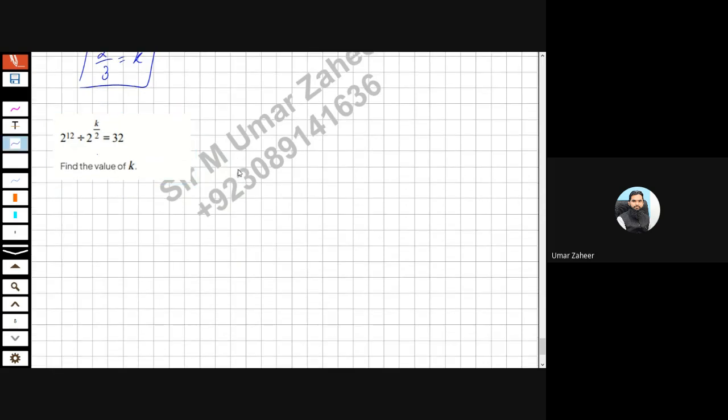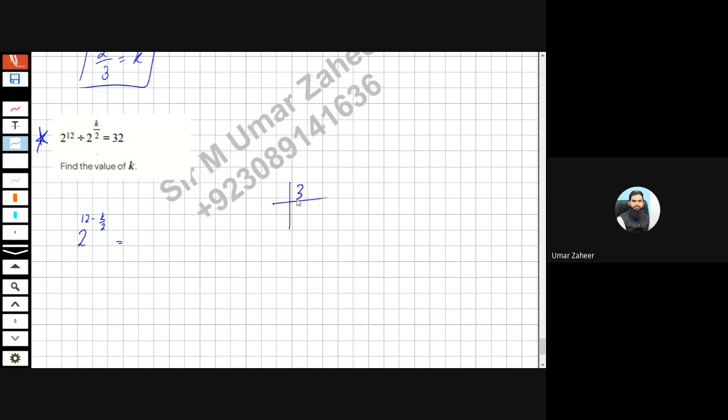All right. Now again, we have a question and we have to find the value of k. Now we have 2 raised to power 12 divided by 2 raised to power k over 2 is equal to 32. Let's see how to resolve it. These are the same bases and they are dividing, so we have to subtract the powers. So 2 raised to power 12 minus k divided by 2 is equal to 32.